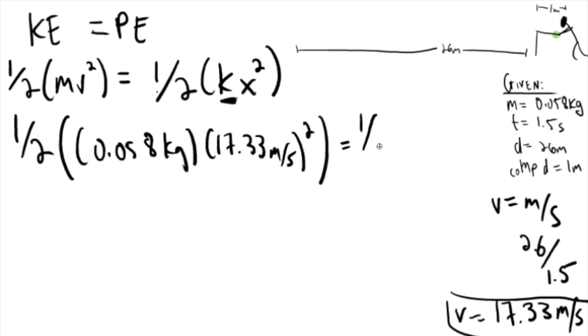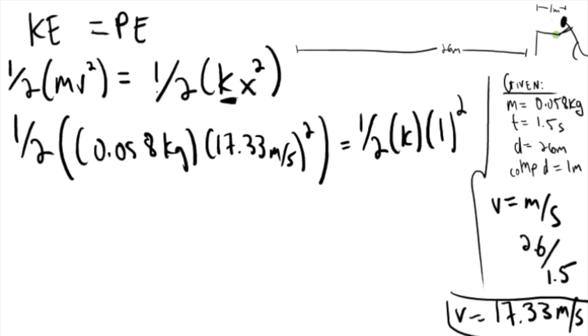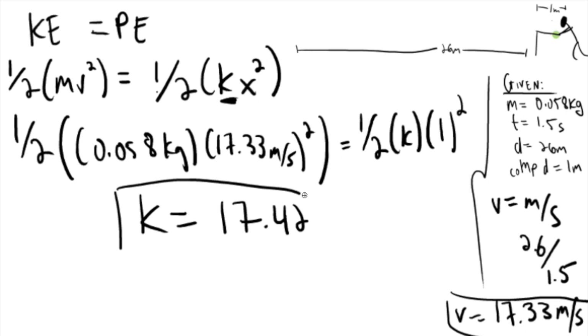We're looking for k, so we just have that there. And we know that x is the compression distance, which we found is only 1 meter, luckily, because it's really easy to square that, so it's just 1 squared. And when we go through all that, when we multiply 1/2 times 0.058 times 17.33 squared and divide that by 2, we find that k ends up equaling 17.42. That is our final spring constant.